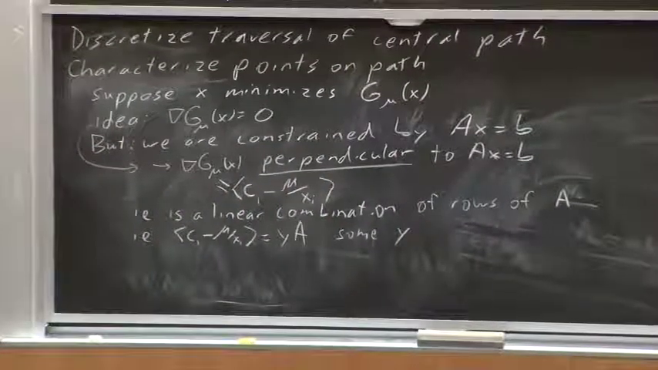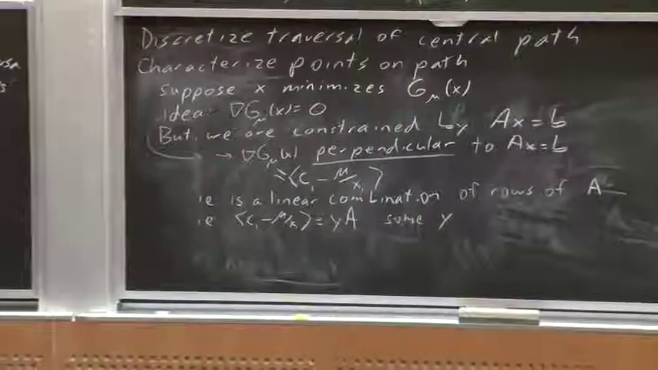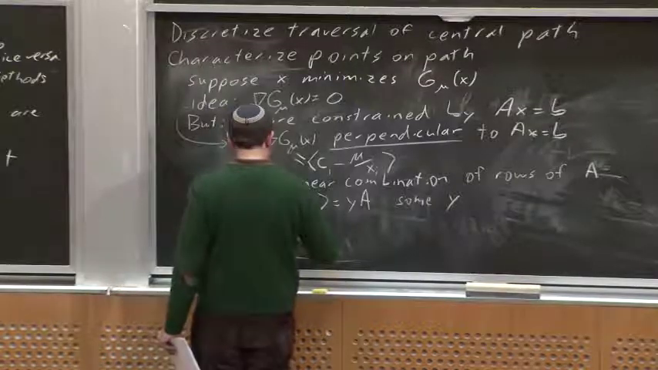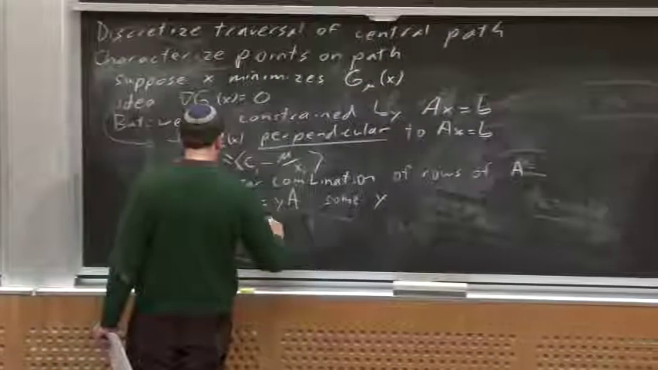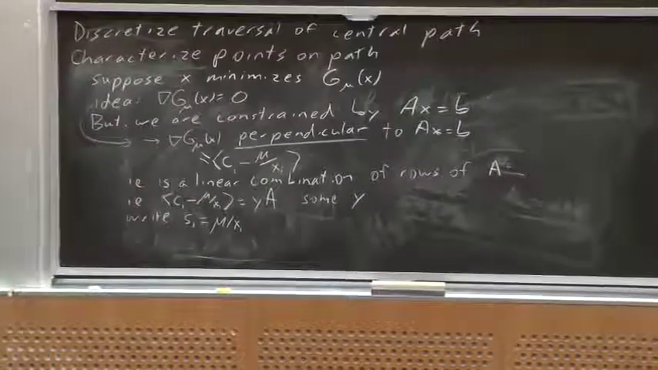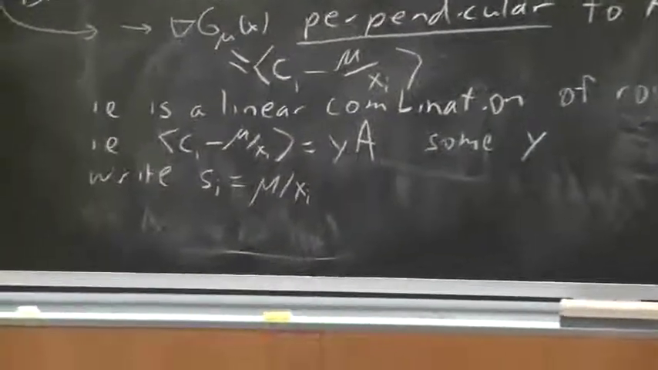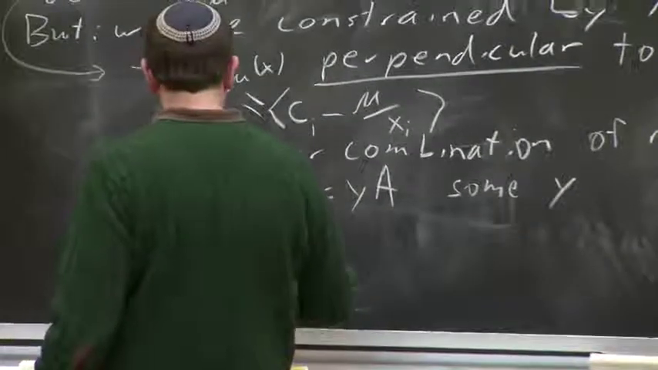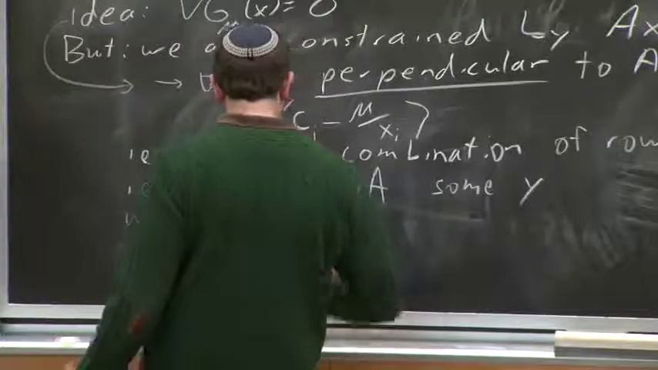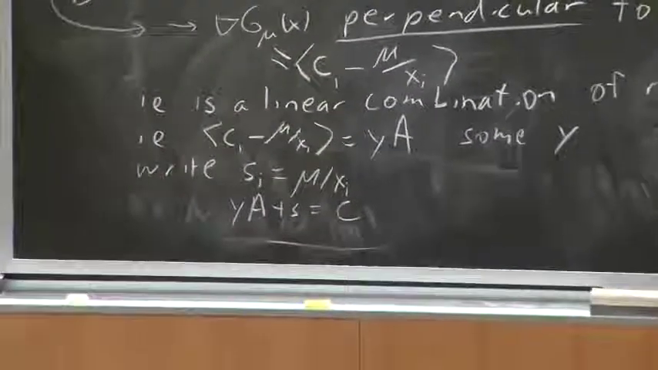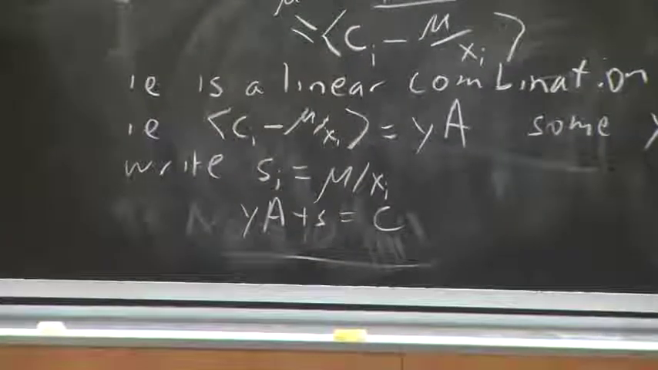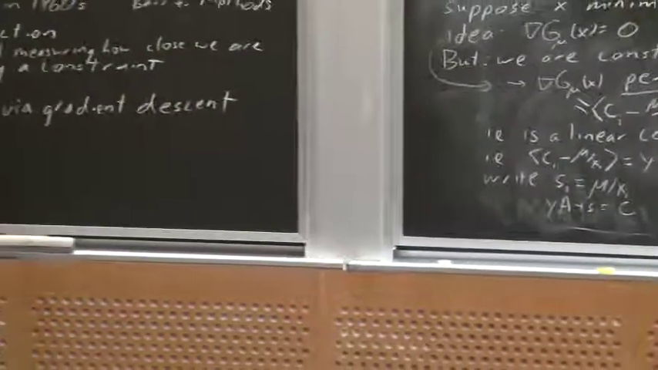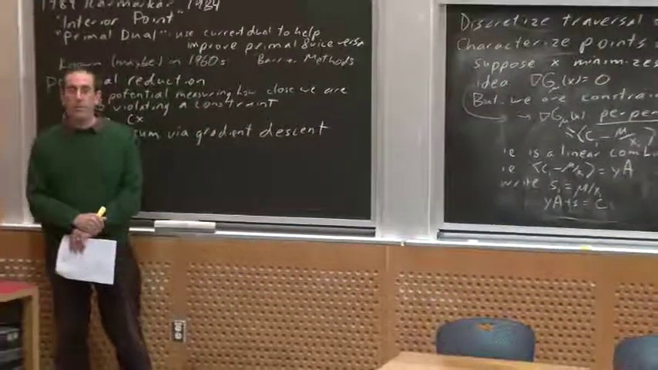Right? So now what should I do? Well, let's write s_i equal mu over x_i. Okay. And now I can conclude that yA plus s is equal to c. How do we say that in English? Back and forth between the math and the English. We've seen this formula before.